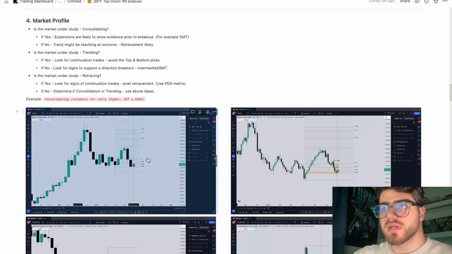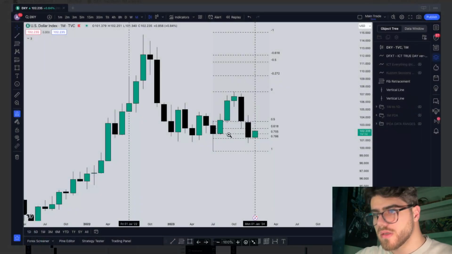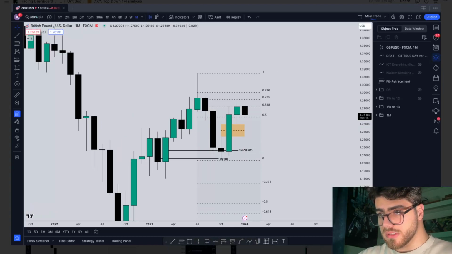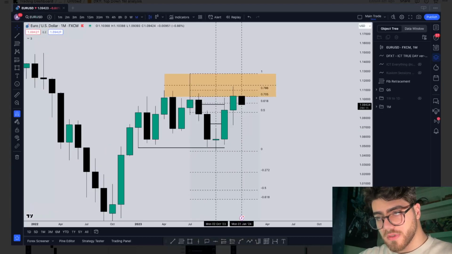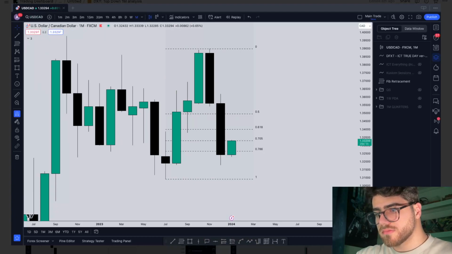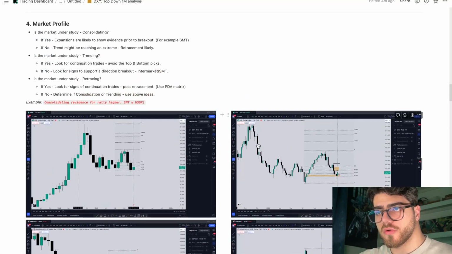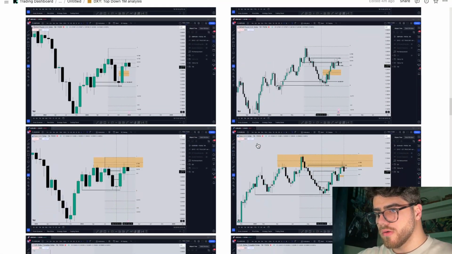The fourth confluence is market profile. Are we in a retracement? Are we trending? Are we in a consolidation? What's going on? What profile are we in? The dollar is beautifully in a retracement, very clean, at an OTE. The pound, same thing. Euro, same thing. So very nice. All 4 confluences aligning.